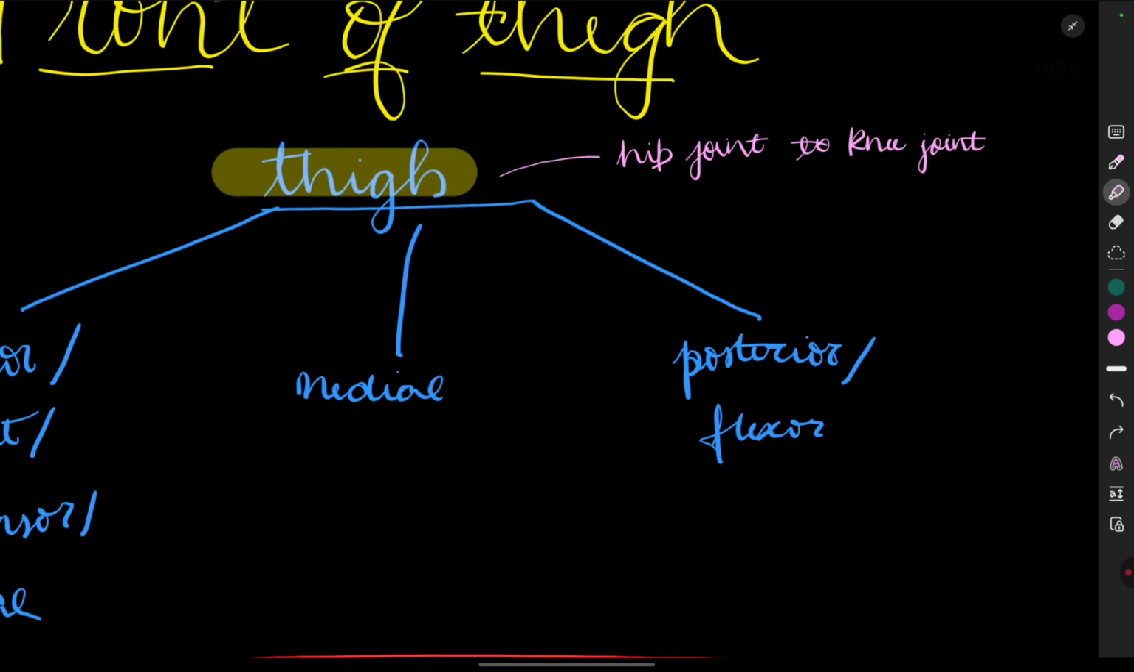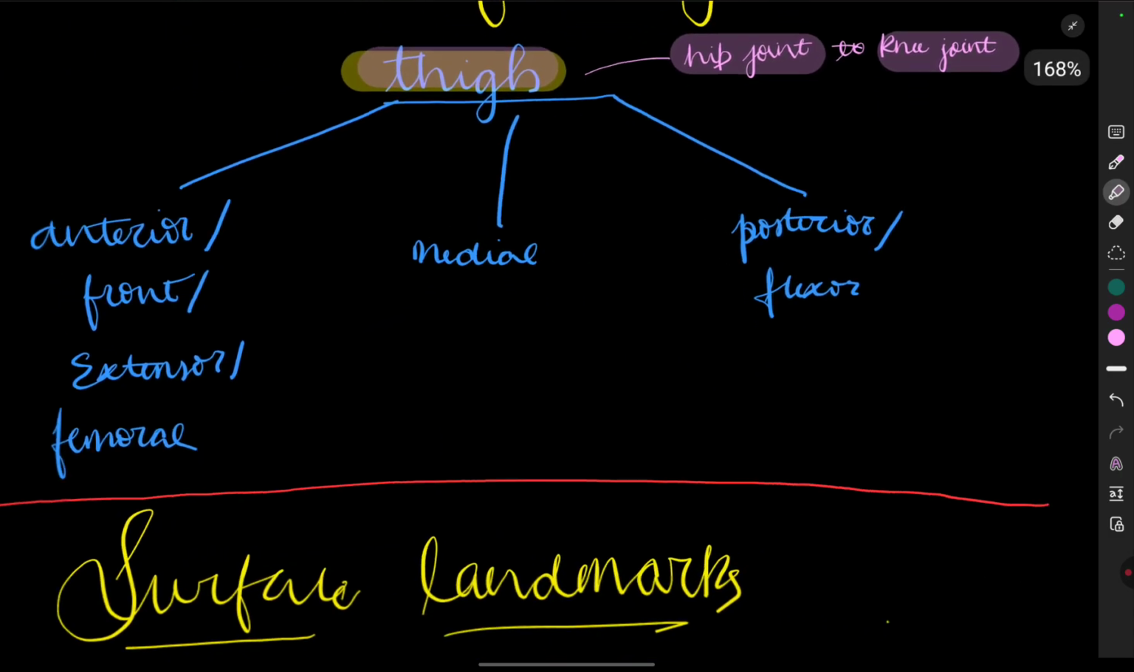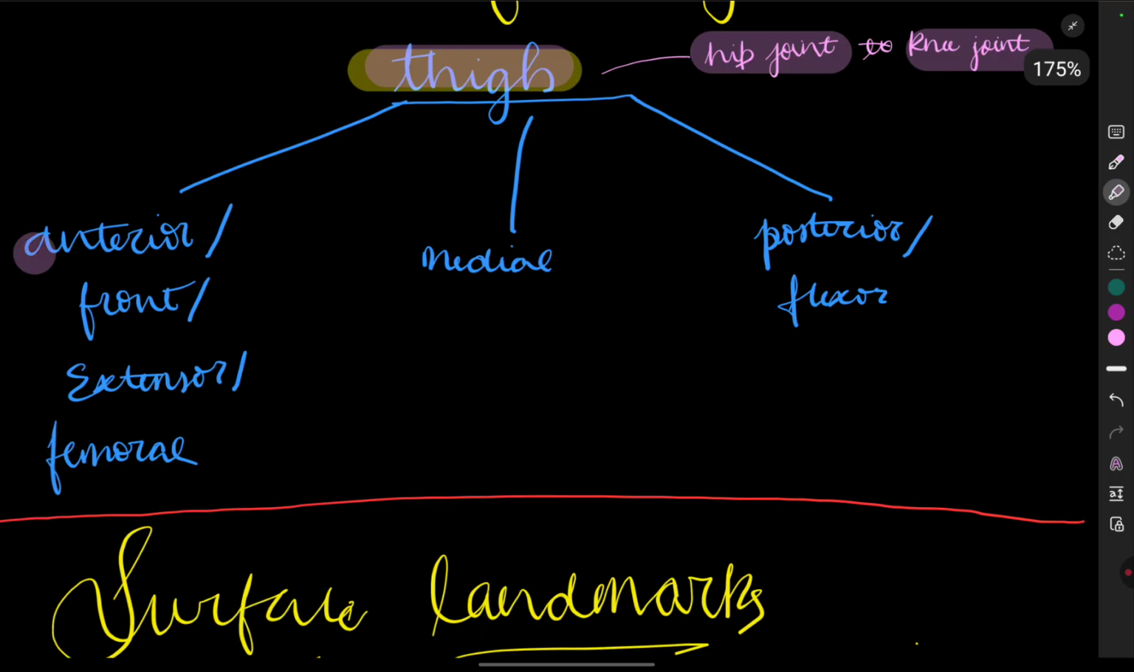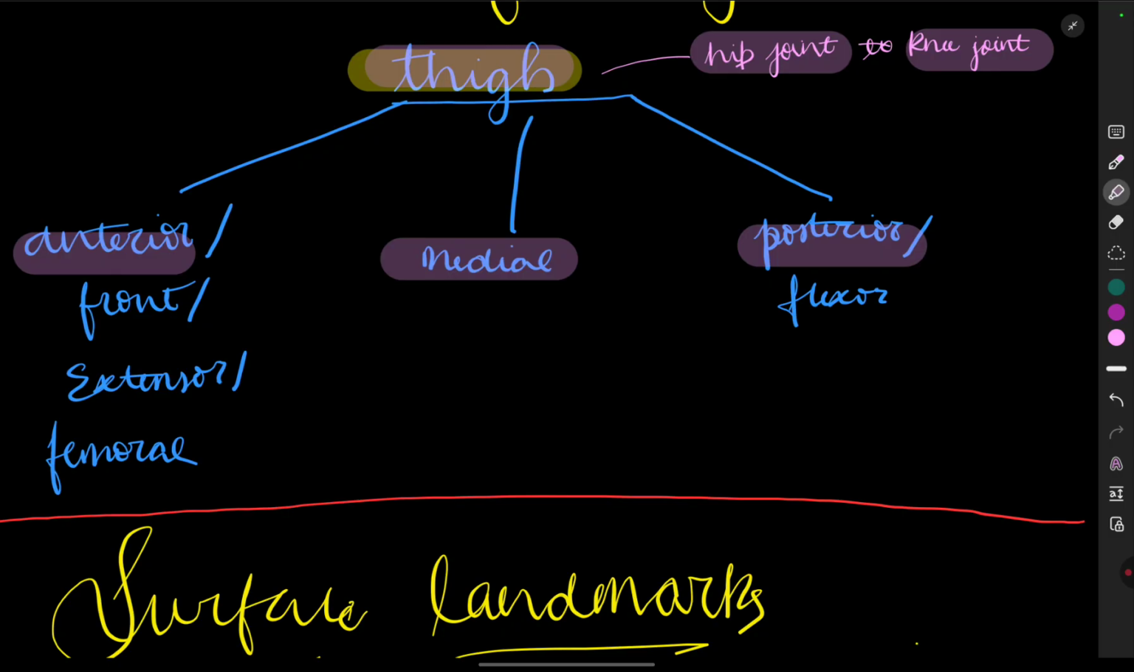What is the definition of the thigh? The thigh is the portion that extends from the hip joint to the knee joint. The portion that lies between the hip joint and the knee joint is called the thigh. The thigh is divided into three compartments: the anterior compartment, the medial compartment and the posterior compartment. In today's video we are going to deal with the anterior compartment of the thigh.